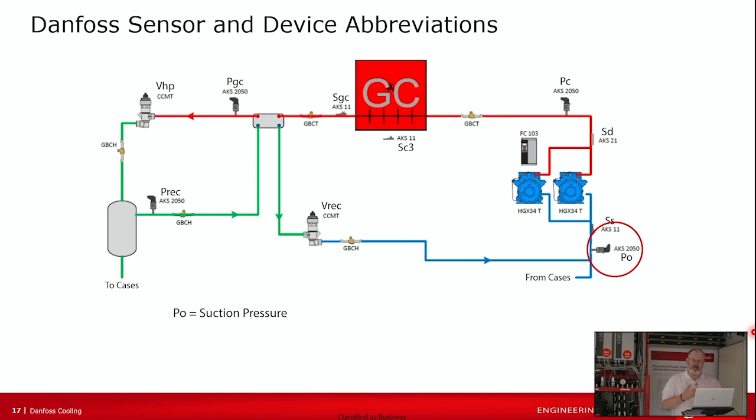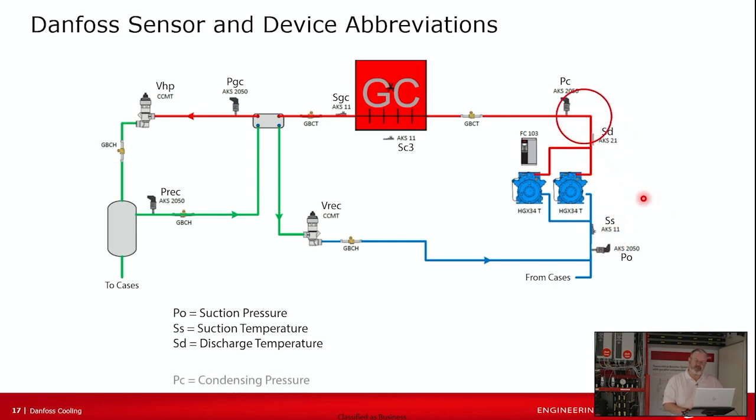Most people are used to seeing that called SUCT-PSI. For us, the P represents a pressure transducer. The O represents outlet of the evaporator. So our line coming back from the cases, we want to know the pressure leaving the evaporator. That's pressure outlet. Then we go up. The uppercase S means it's a temperature sensor, and it's on the suction line. Temperature sensor on the discharge line. Pressure transducer on the line to the condenser.